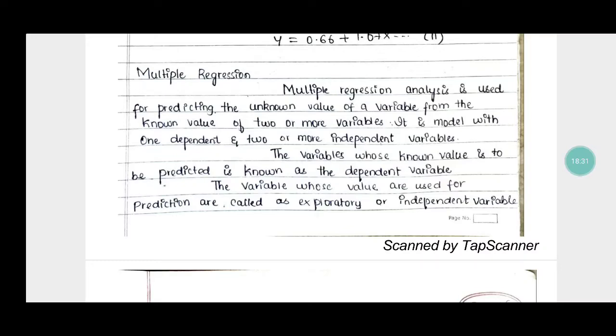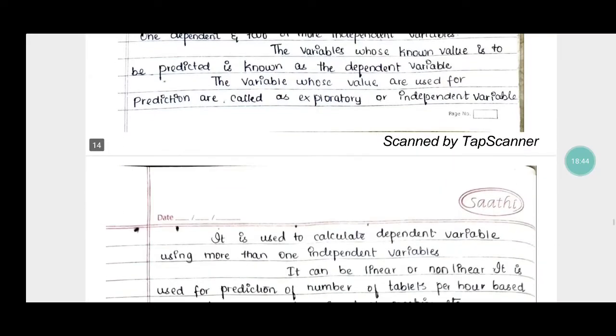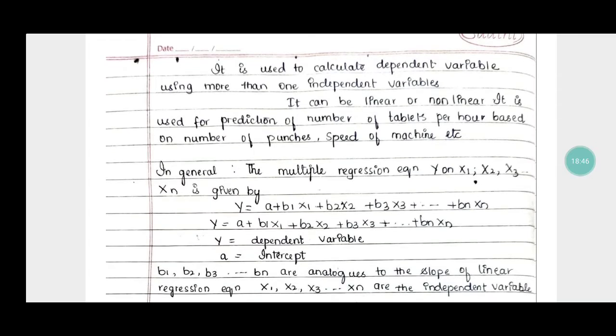The variable whose value is to be predicted is known as the dependent variable, whereas the variables whose values are used for the prediction are called explanatory or independent variables, used to calculate the dependent variable using more than one independent variable.